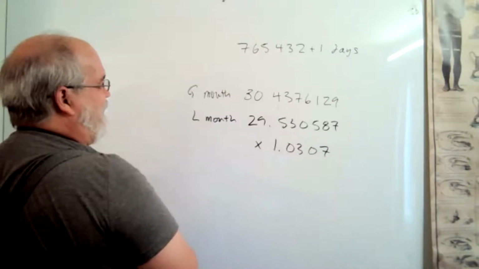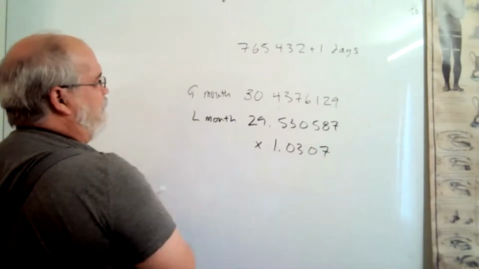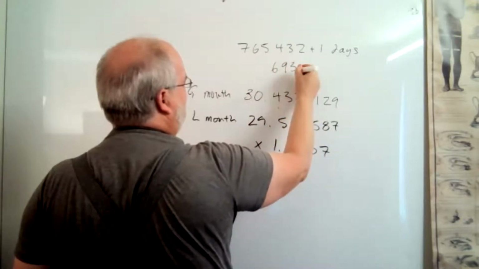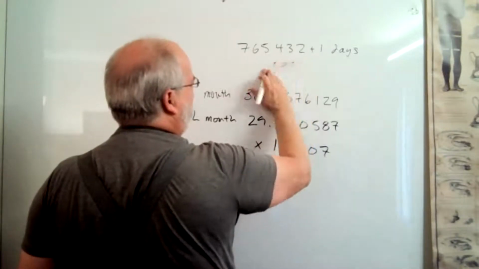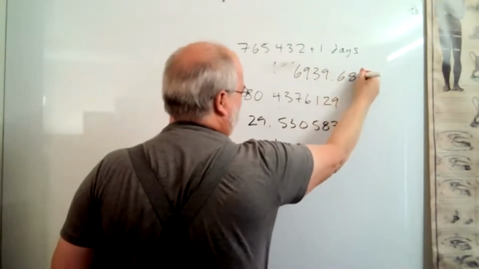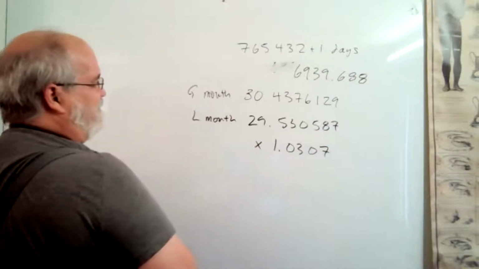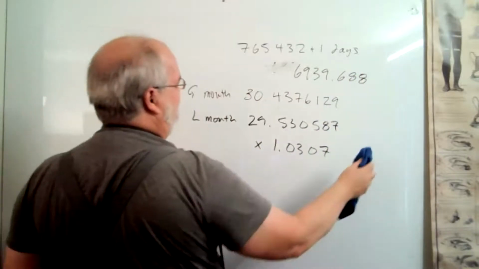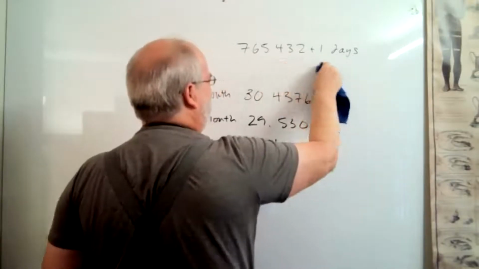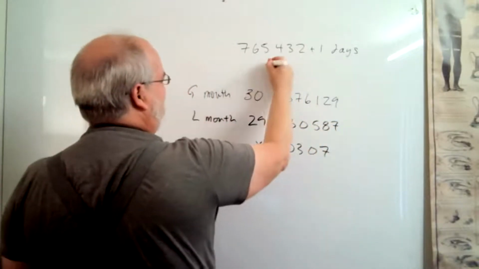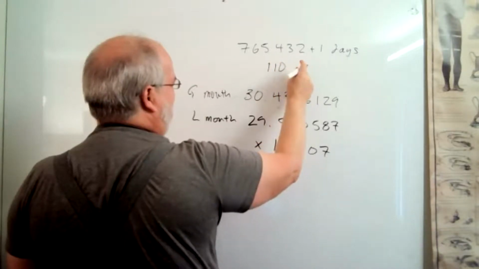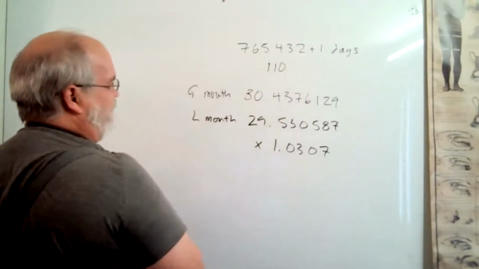Okay, 693, sorry, what was it? 39? Yeah, so it's 6,939.668. That's how long a metonic cycle is. Okay, it's 110.297889. Yeah, 110. And there's going to be so many months.